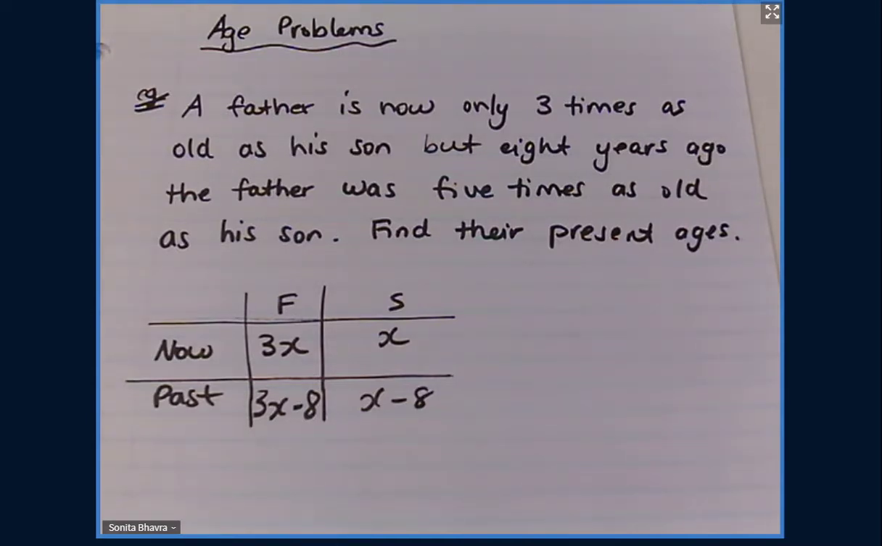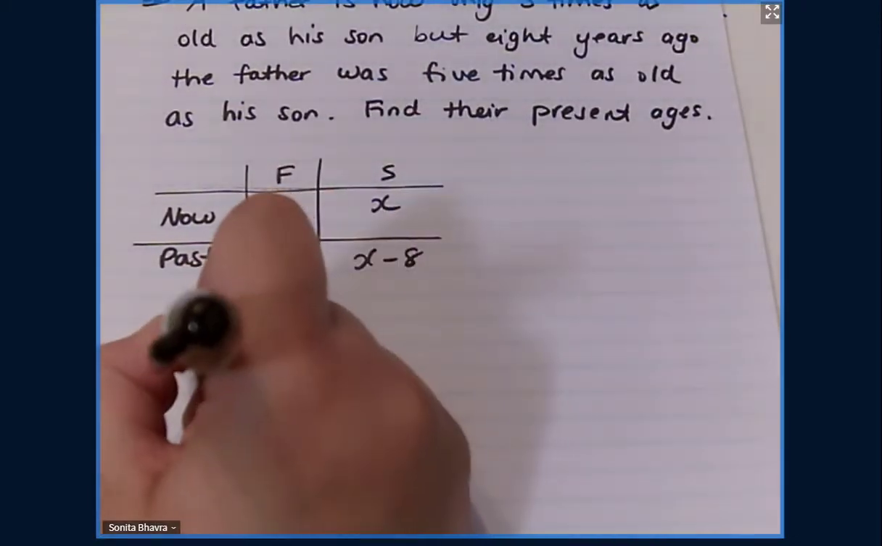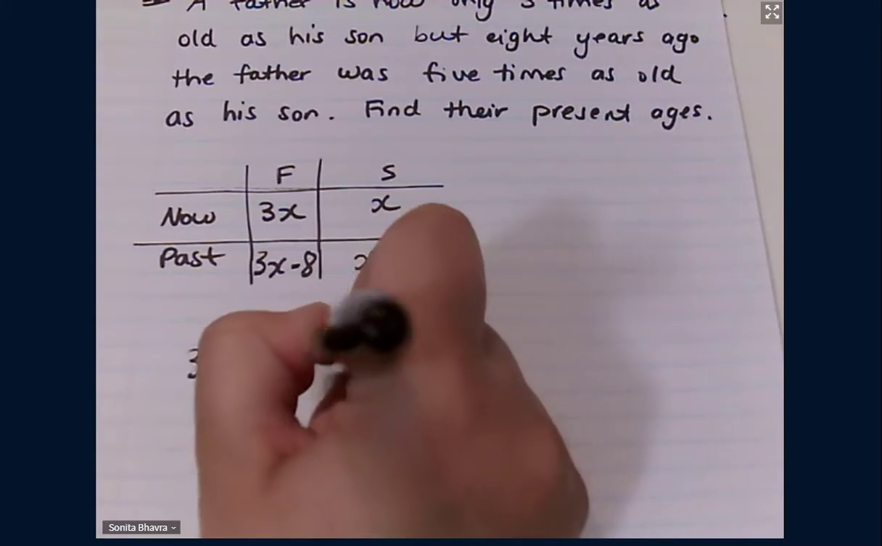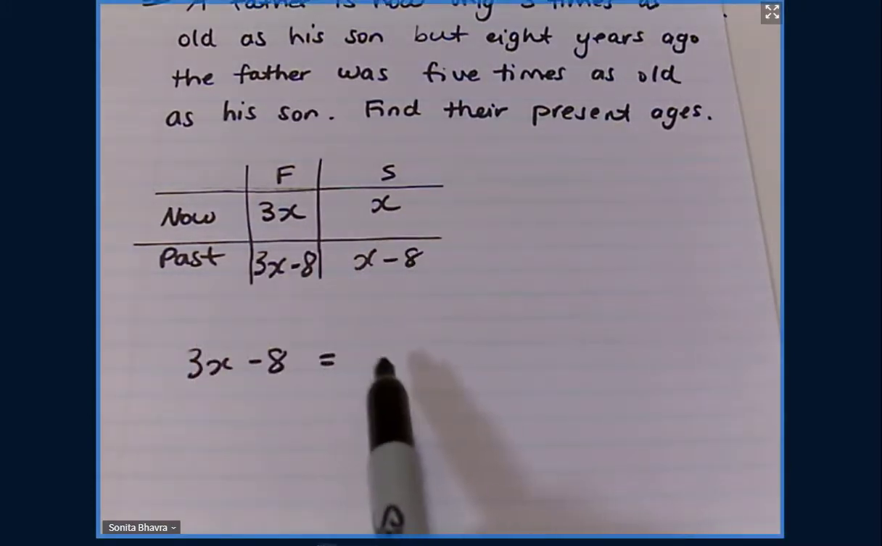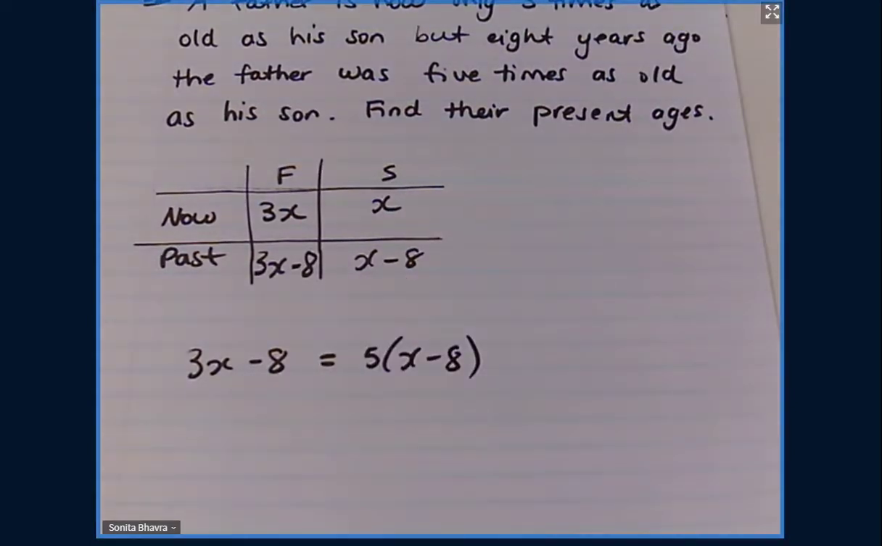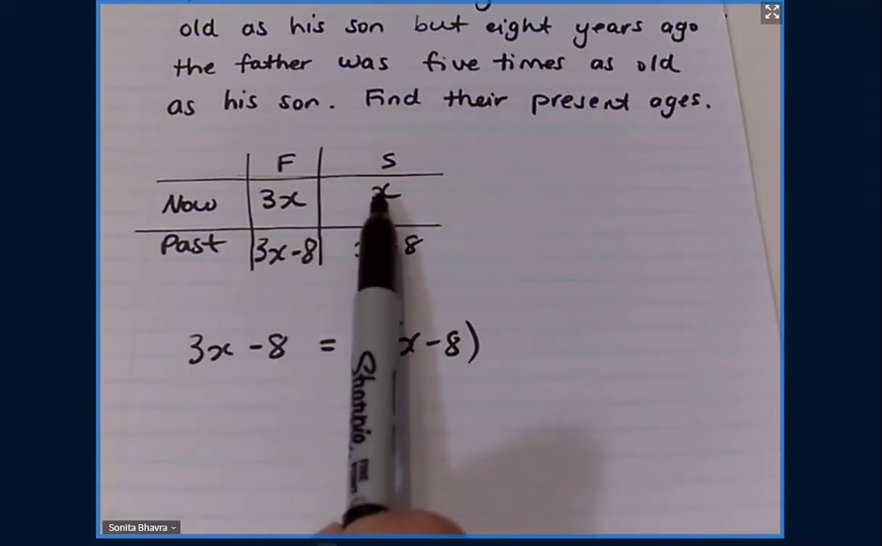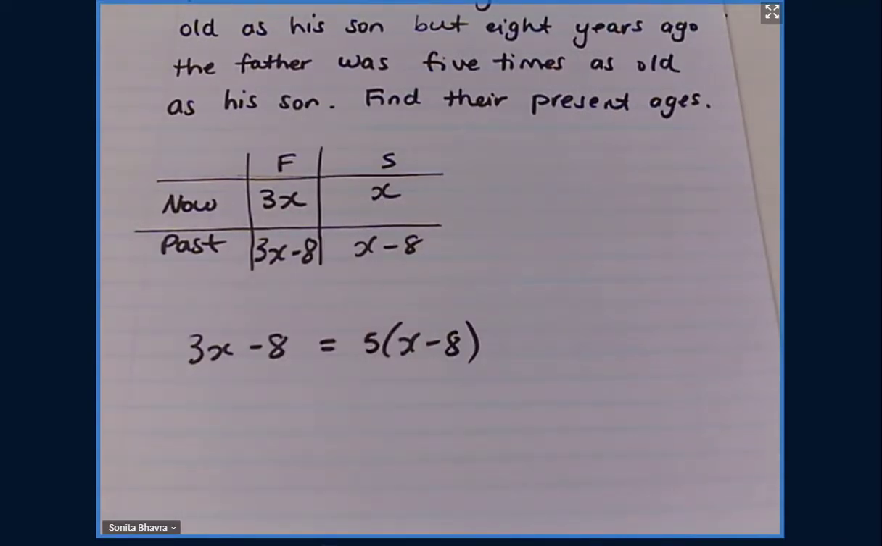So we're going to set it up now into our equation. So 3x minus 8 is equal to 5 times x minus 8. All right, so that is our equation. And now we would just solve for x. And remember that x represents the son. And let's go ahead now and solve for x.